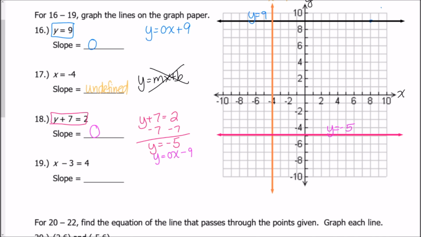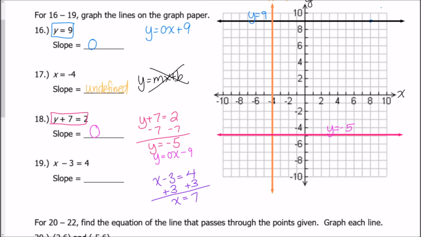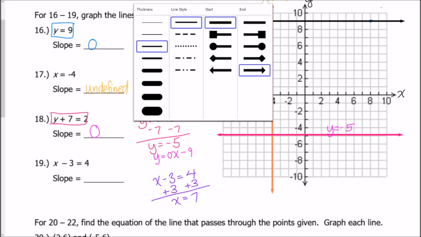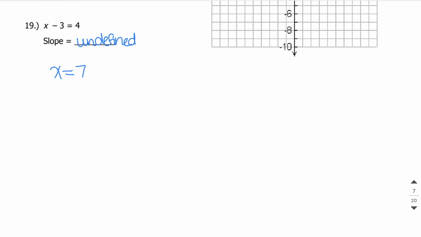Okay? And then for my last example here, I have x minus 3 equals 4. I don't have a y variable to isolate, so I'm just going to isolate the only variable I see, which is x. So I'm going to add 3 to both sides, and I get x equals 7. So what that means is I'm going to graph a line through x equals 7 right here. Make sure it goes through the x-axis. So at x equals 7, this is what my line is going to look like right here. I'm going to write the equation on my line, x equals 7. And because it's a vertical line, my slope is also undefined.